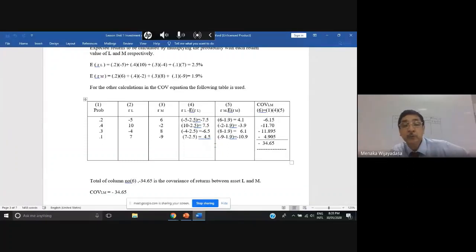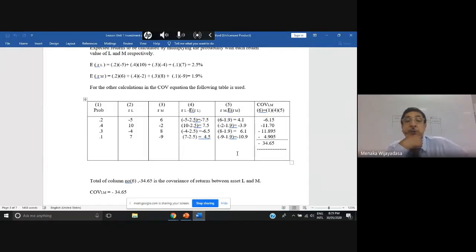Then the second row, you get RM as minus 2 minus 1.9, minus 3.9. Then 8 minus 1.9, 6.1, minus 9 minus 1.9, minus 10.9. Now we got the values for column 4 and column 5.